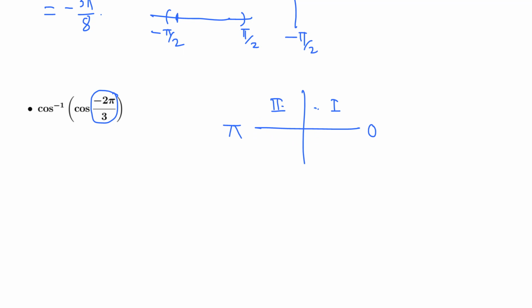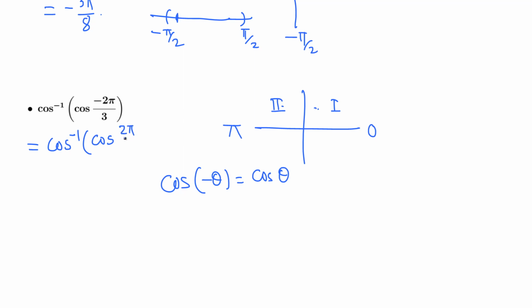The good news about cosine of negative angle, as we know, cosine is an even function. So cosine of negative angle is the same as cosine of positive angle. Tangent and sine are odd functions. So if we have sine or tangent of negative angle, the negative would come outside. So we can rewrite this question as cosine inverse of cosine negative 2 pi over 3 is the same as 2 pi over 3.